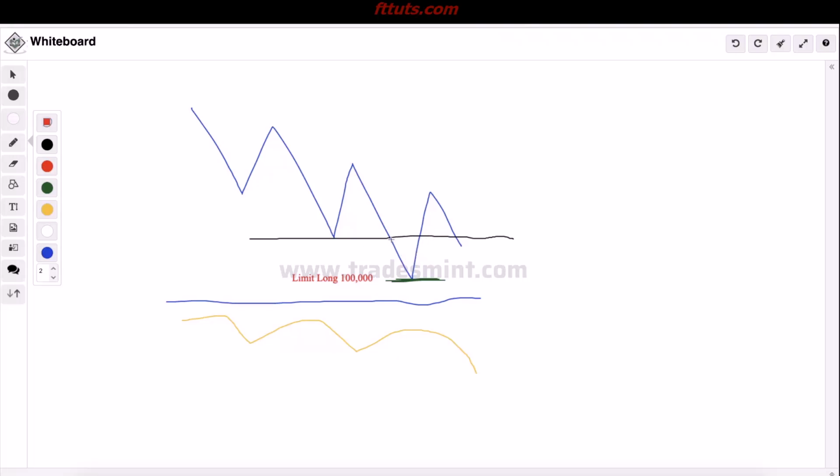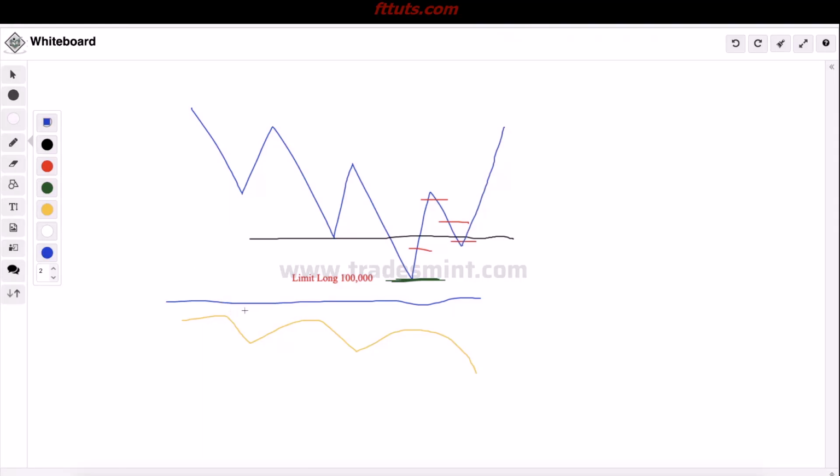People now are entering shorts here under the resistance. They think, oh, we're retracing, retesting a little bit. Let me short right here. People are shorting right here. But then we see the price kind of do this.